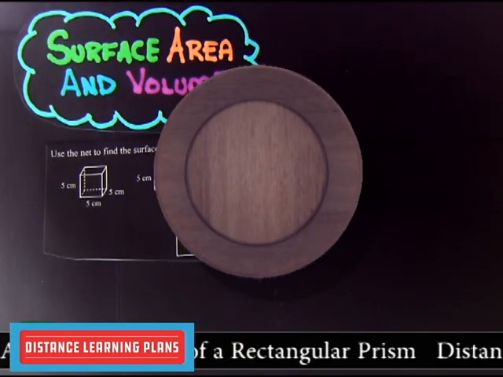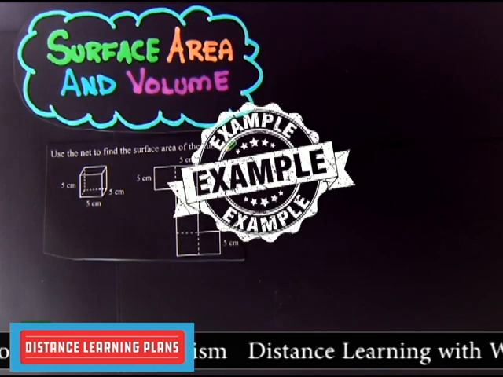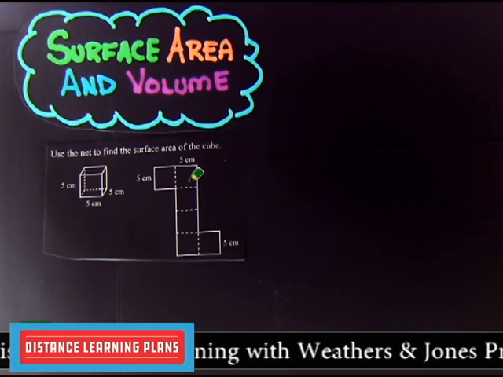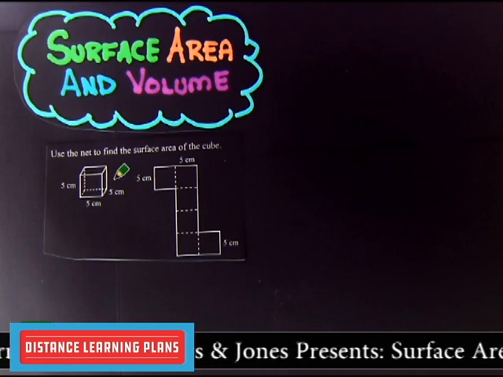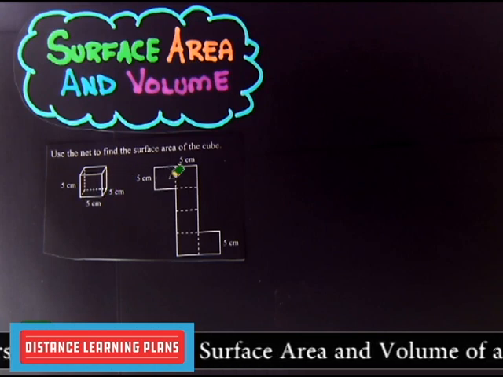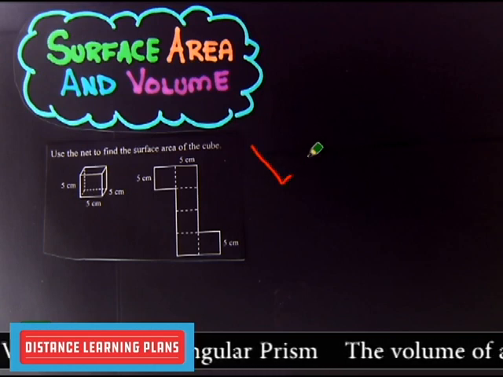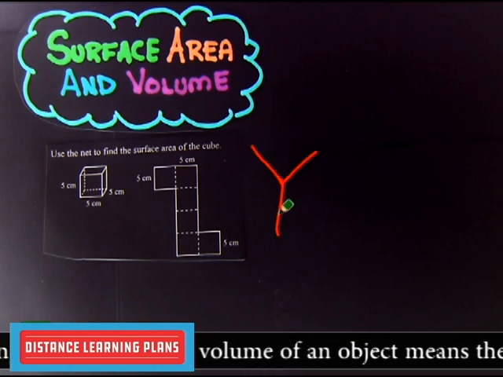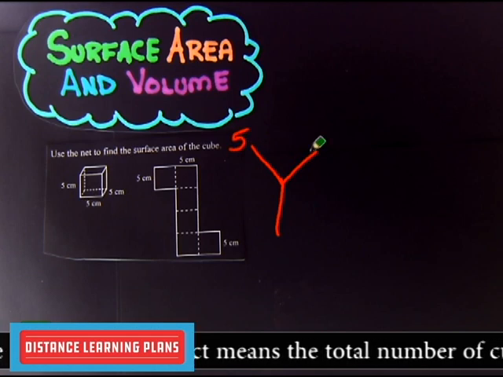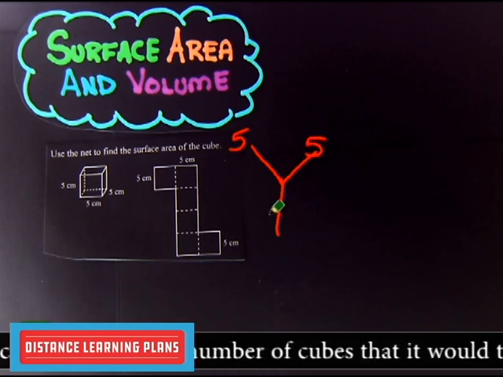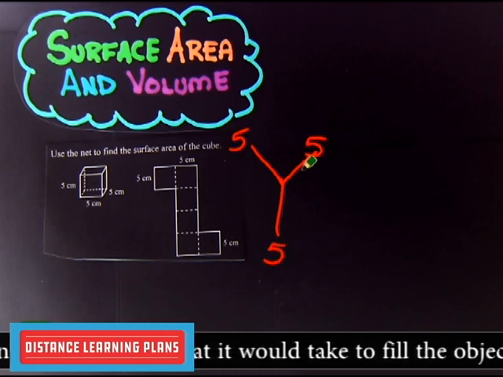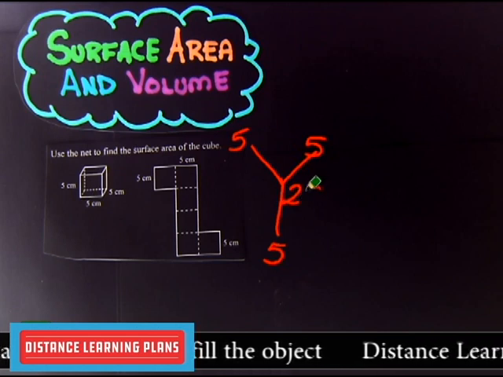Okay, let's take a look at example 2. Use the net to find the surface area of the cube. All right, so we have a cube and all sides are the same, so each side is 5. So we're going to draw our Y, and we know each of our sides is 5, so we'll draw our 5s in. So 5 times 5 is 25.